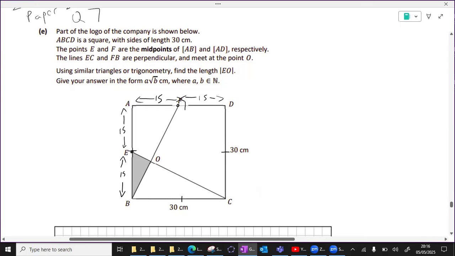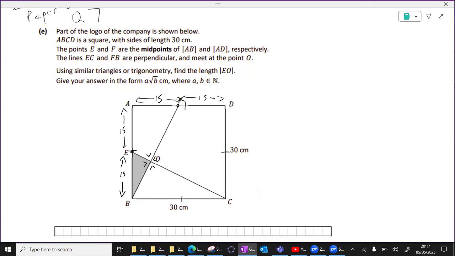Then it says the lines EC and FB are perpendicular. Okay, so I'm just going to mark in that they are all 90 and meet at the point O. Using similar triangles or trigonometry, find the length EO and give your answer in the form A root B. Now, don't worry about the form yet. The important thing is we get the idea.